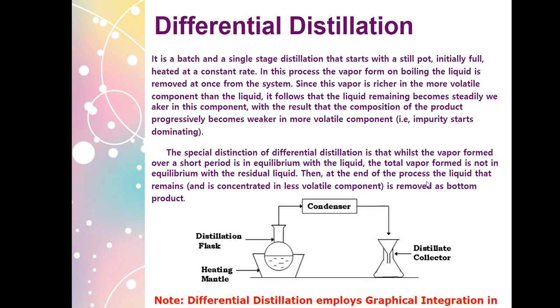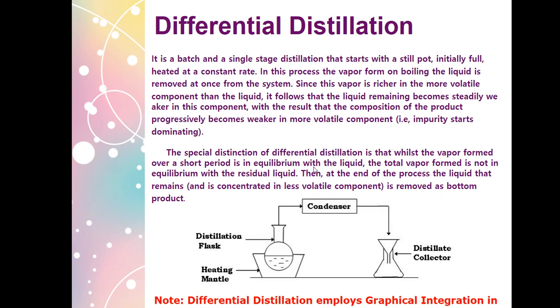Then at the end of the process, the liquid that remains in the flask in this illustration is concentrated in the less volatile component. So meaning the much heavier boiling components of your mixture are, over time, left in this particular chamber. And it is referred to as the bottoms product. And they are more concentrated in terms of the less volatile component.